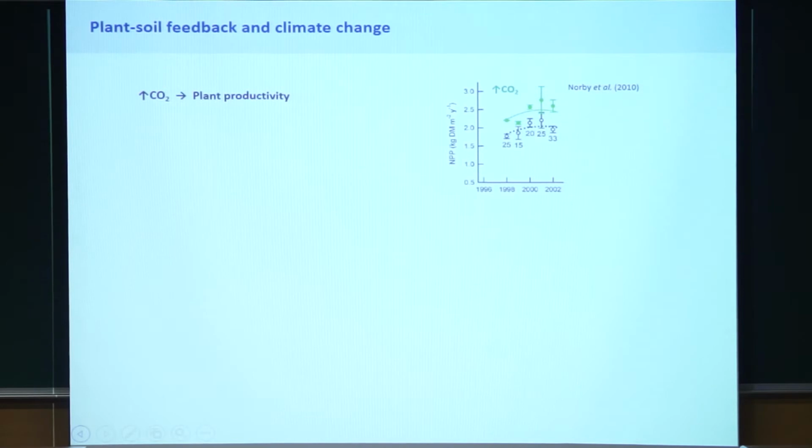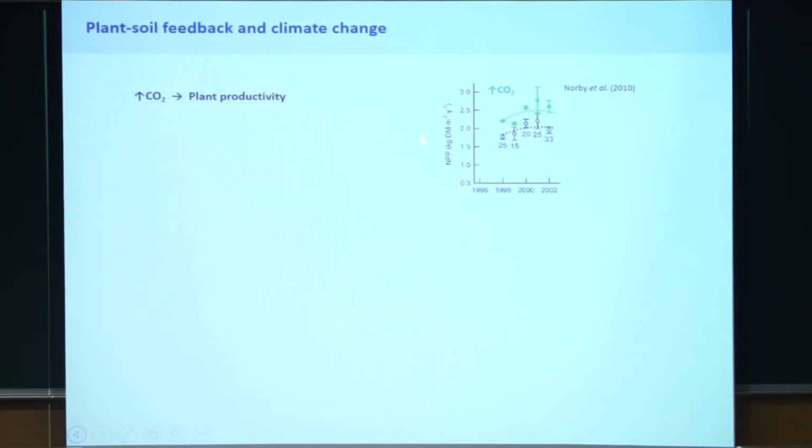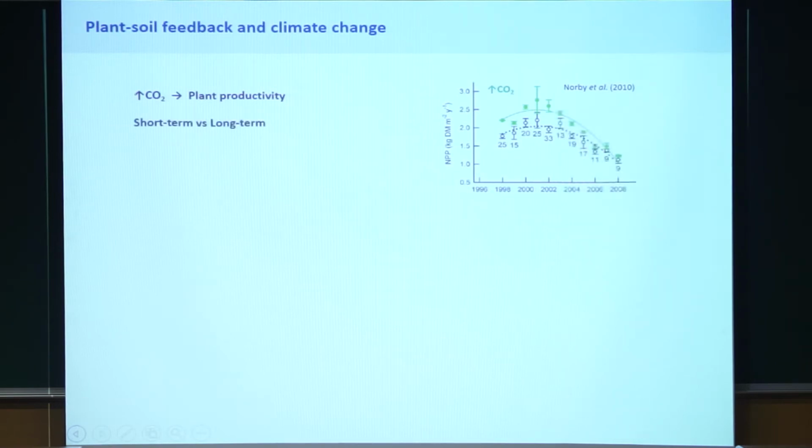So as everybody knows, Rich Norby's work in Tennessee, in FACE forests, has shown that CO2 increases productivity, so you get this nice stimulation. And if we stopped our experiments then, we would say CO2 is massively beneficial. But if you continue the experiment, you find that that's not always the case. And in fact, you get reductions in productivity that occur after 3 or 4 years. This is in a natural forest that has been fumigated with elevated CO2.